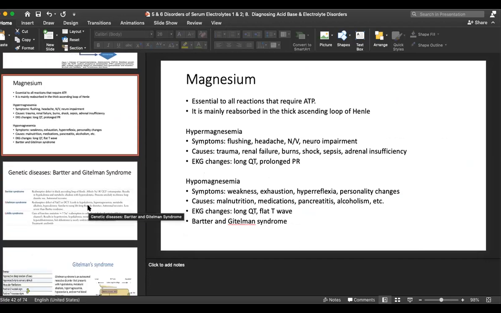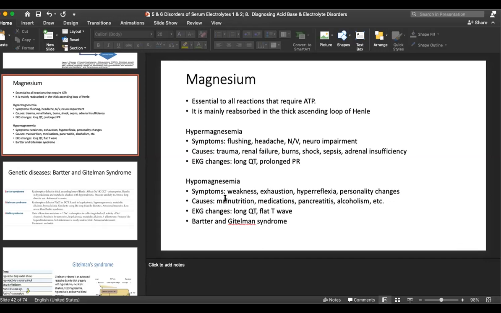Okay, magnesium. It's essential, and it requires ATP. Hypermagnesemia is going to be flushing, headache, nausea, vomiting, neuro impairment. Causes are going to be trauma, renal failure, burn, shock, sepsis, adrenal insufficiency. EKG changes: we've got too much magnesium, so long QT or prolonged PR interval.